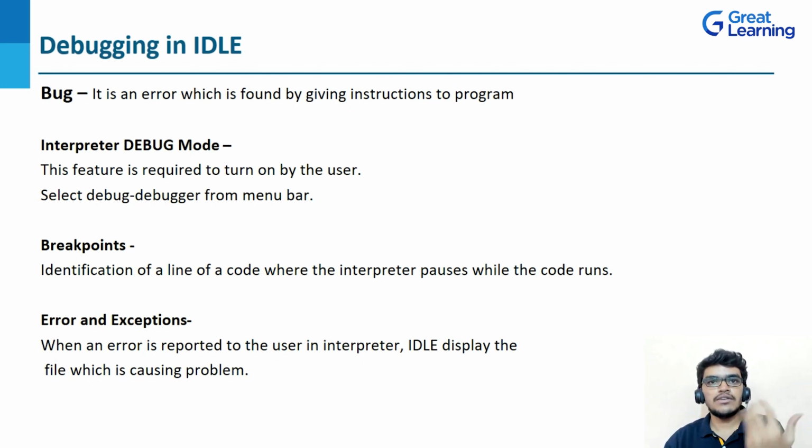Now, what are the ways to do debugging in IDLE? We have the interpreted debug mode. So what will happen here? Basically, this is a feature that is required to be turned on by the user itself.